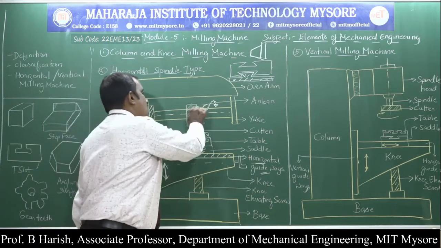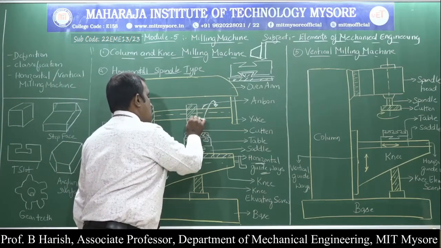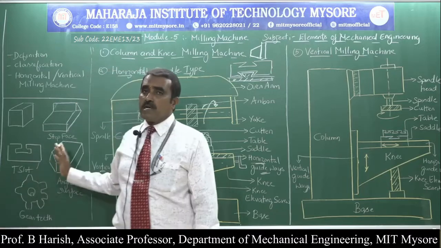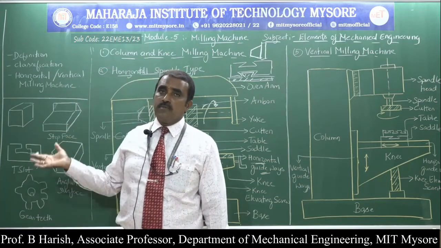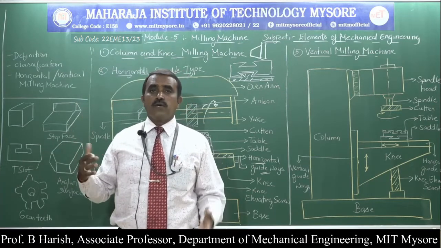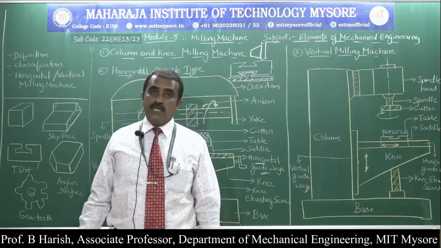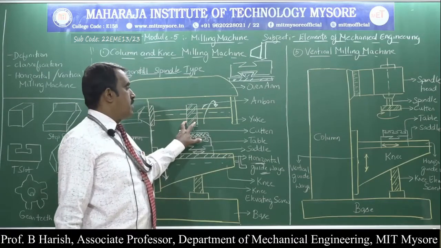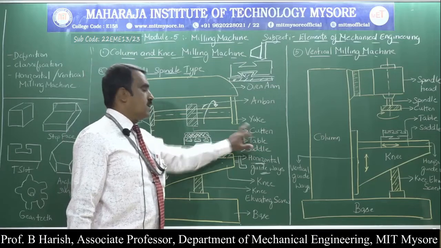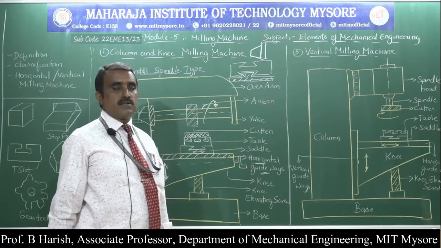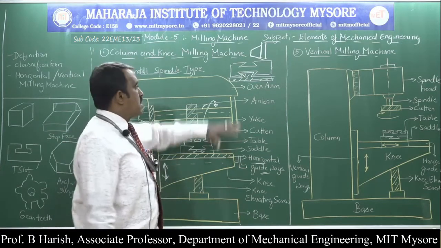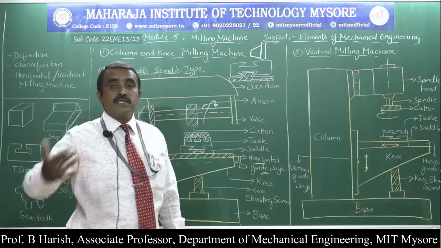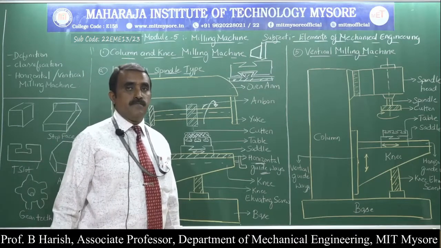Now on the arbor, the cutting tool is fixed. So this is the cutting tool. Different operations are performed on a milling machine, so based on the operations, we have to use different types of cutting tools. Depending upon the operation you are performing, you can fix that particular type of cutter. This is called a milling cutter. So these are the individual parts of a horizontal milling machine and the function of each individual part.